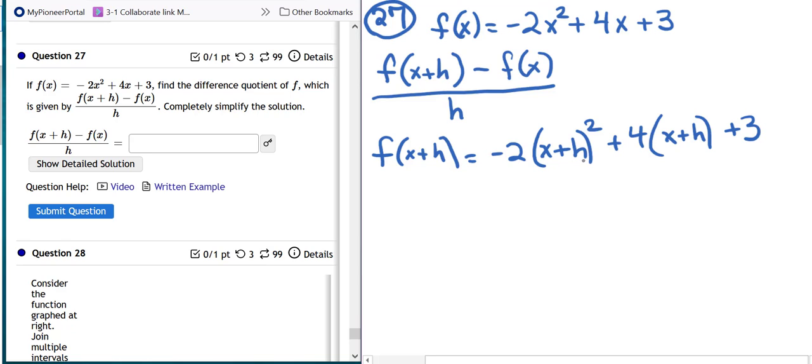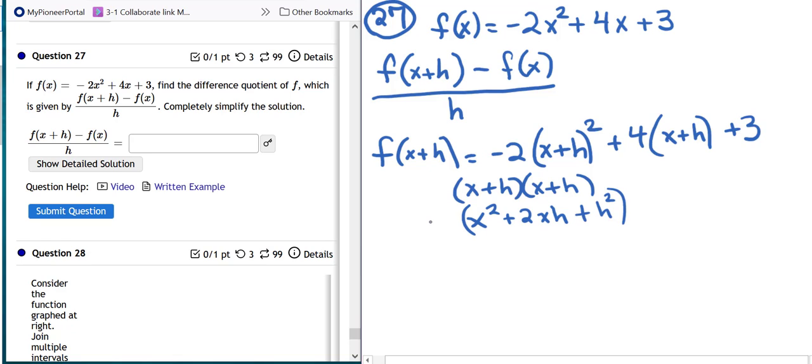This I'm going to write twice and do FOIL. So x plus h times x plus h will be x squared plus xh plus another xh, outside and inside, which gives me 2xh plus h squared. That is just the x plus h squared. Now you have a negative 2 in front of that, so I'm going to bring this all down.